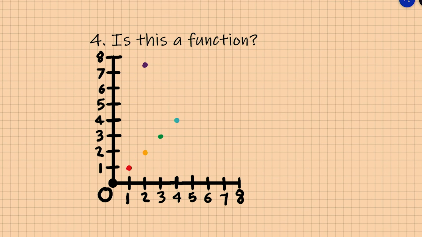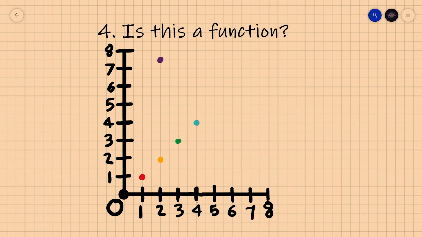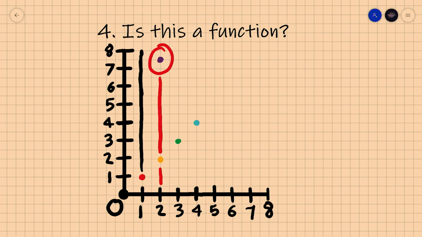Done. So the answer to this one is, if you guys just do the vertical line test, this first red point is (1, 1). This yellow point is (2, 2). However, it does not have its own line because of this point, which is (2, 7.5). There's more outputs than there is inputs. So this is not a function.